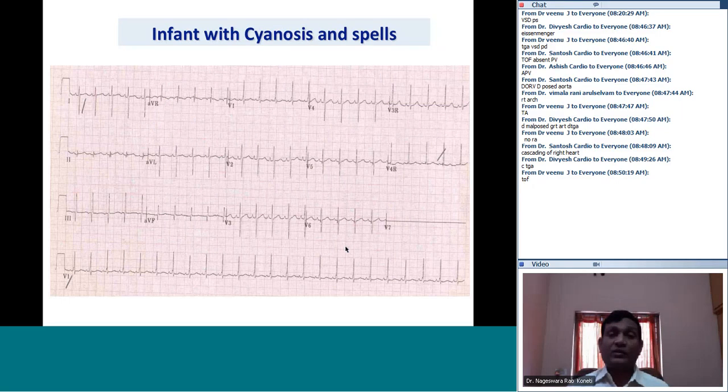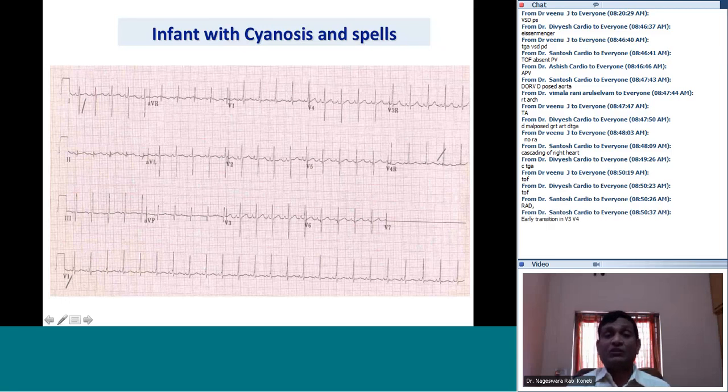A total ECG here, which is showing a normal sinus rhythm, PR interval is normal, QRS axis is normal, and there is right ventricular dominance here. You can see the tall R in V1 and a deep S in V5 and V6, suggestive of tetralogy of Fallot, PS physiology with right ventricular dominance. So cyanotic congenital heart disease with a reduced pulmonary blood flow with right ventricular dominance.